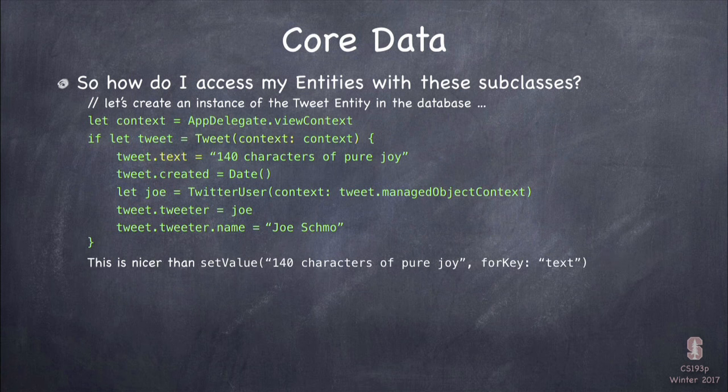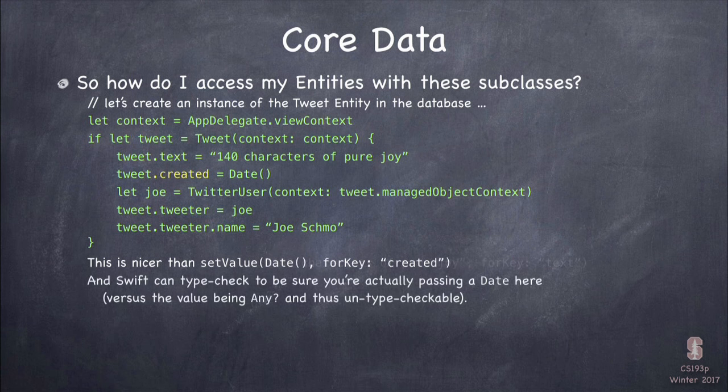And then here, I'm setting the text to be 140 characters of pure joy. I don't have to say set value 140 characters of pure joy for key text and have all these literal strings like text in there and this untyped thing. I just say tweet.text equals that. Same thing here with created. Again, it's typed, so if we tried to say tweet.created equals "hello", Swift would say no, created is of type Date, so you can't do that. It type checks everything and finds all our possible errors.